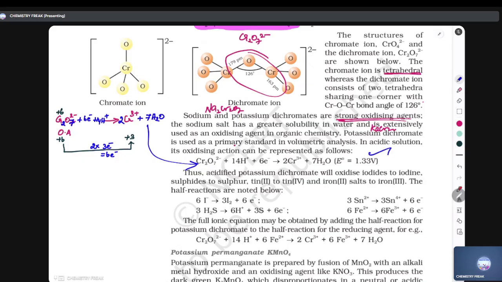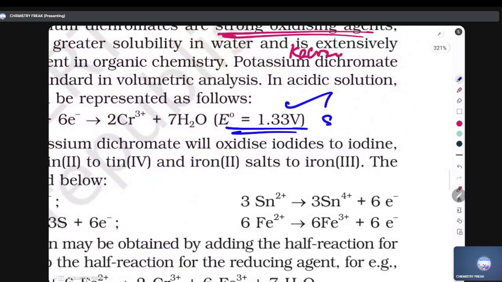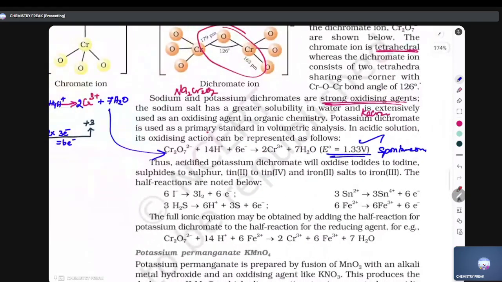And the EMF of this reaction is positive. EMF positive means the reaction is spontaneous. It means this reaction is ready to happen.